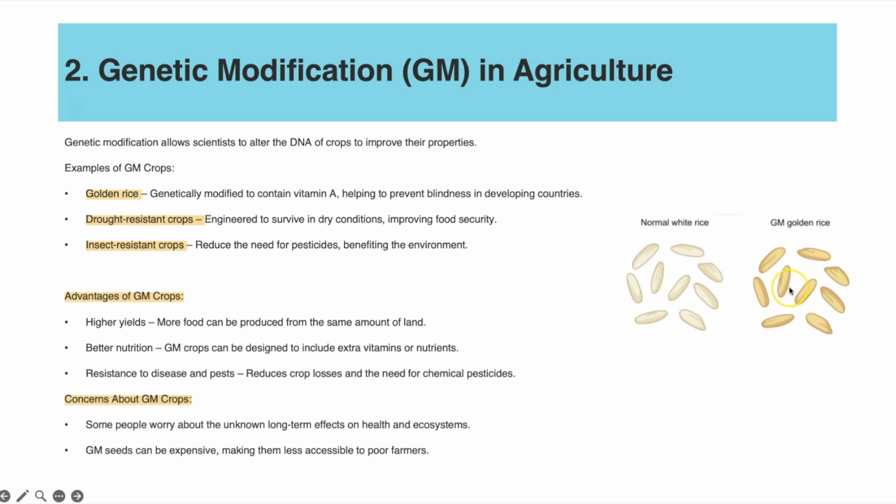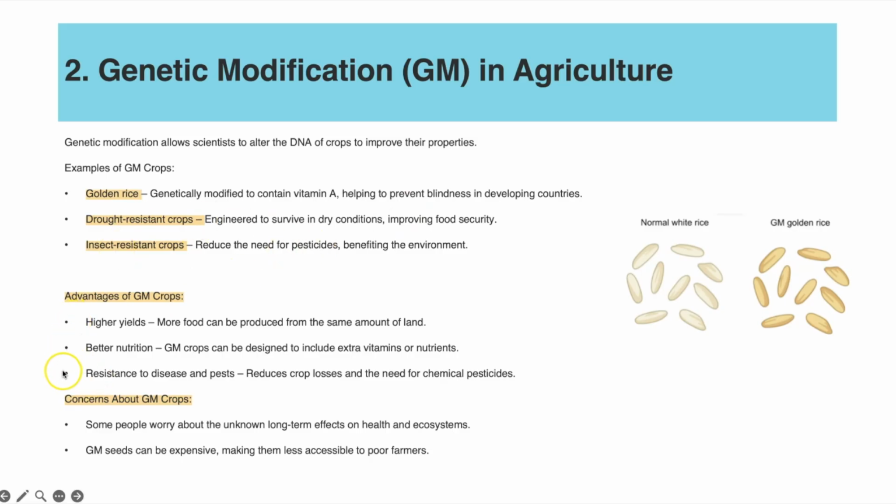Golden rice is an example that has happened where rice was genetically modified to contain more vitamin A to try and help prevent blindness. And that's why it looks more golden, because it's that vitamin A. In reality, it didn't actually work very well outside of the lab though, unfortunately. You can also make drought-resistant crops. They can survive in dry conditions. Insect-resistant crops, so you don't need to use pesticides.